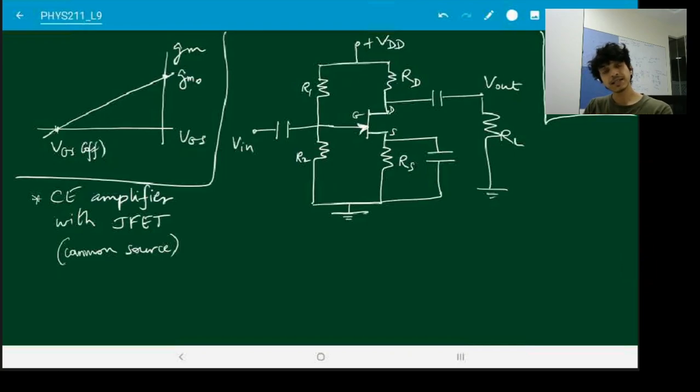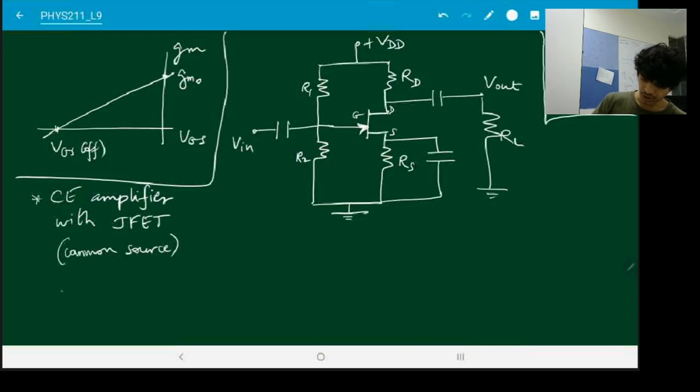For the BJT CE amplifier, first we did a DC analysis. We calculated the various currents. Then we did the AC analysis, and combining the results from the two allowed us to define what the voltage gain should be. Same way over here, you first do a DC analysis, then you do an AC analysis. We are not going to do the full detailed thing. You can look it up in Malvino, they have it over there.